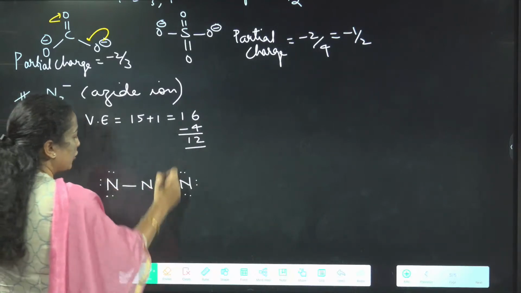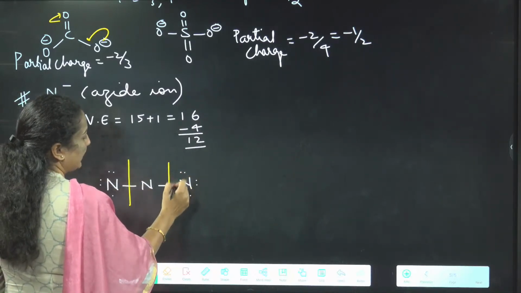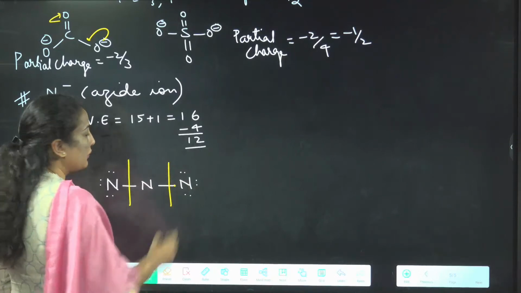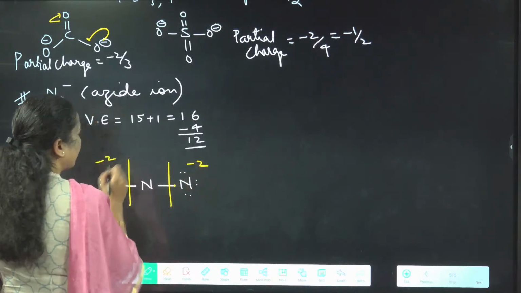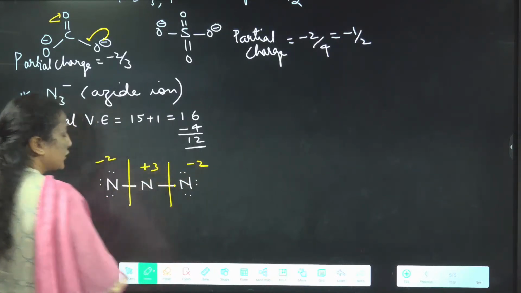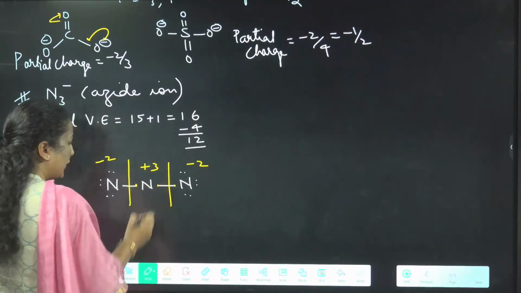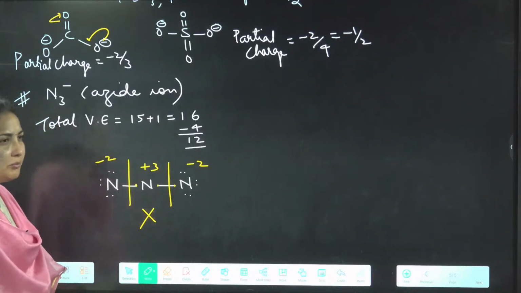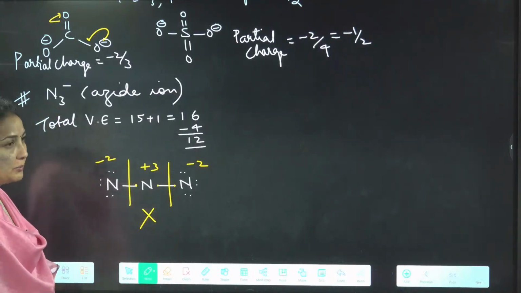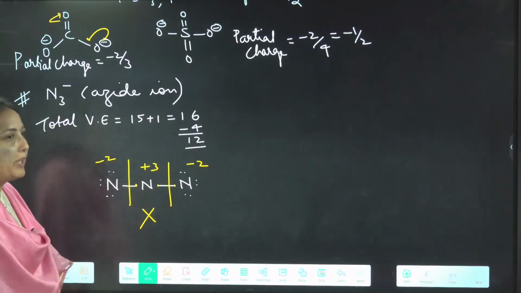What is the formal charge on this? Total 7 electrons around nitrogen. There should have been 5. So extra of 2. Here also extra of 2. There is a deficiency of 3, because there are only 2 electrons around this. Right? So this structure I am discarding. The reason being the higher magnitude of formal charge. But still I can make this structure better.